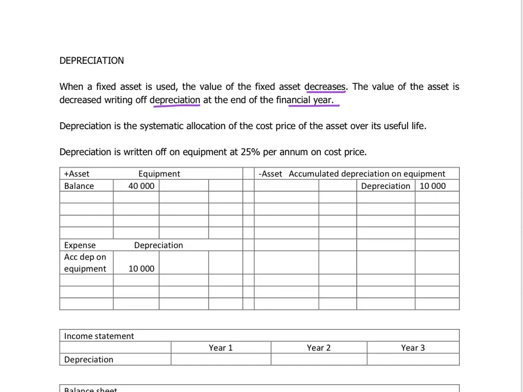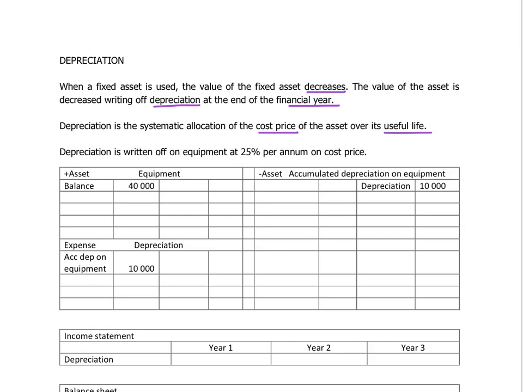Depreciation is the systematic allocation of the cost price of the asset over its useful life. So we will determine when we buy the asset how long we want to use the asset, and according to the useful life of the asset we will write off depreciation, so that we will write off an amount every year as depreciation that will reduce the profit in the income statement.